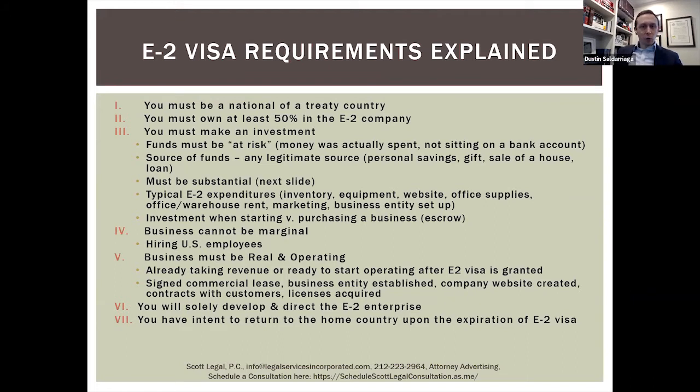The first requirement, which is really a threshold requirement, meaning that if you don't pass this requirement, you don't move on to the others, is that you must be a national of a treaty country. That means you need to hold the passport of an E2 treaty country, which is a country with which the United States has a trade treaty. The US Department of State lists these countries on its website. As of now, I believe the count is more than 80 countries, and they are all over the world.